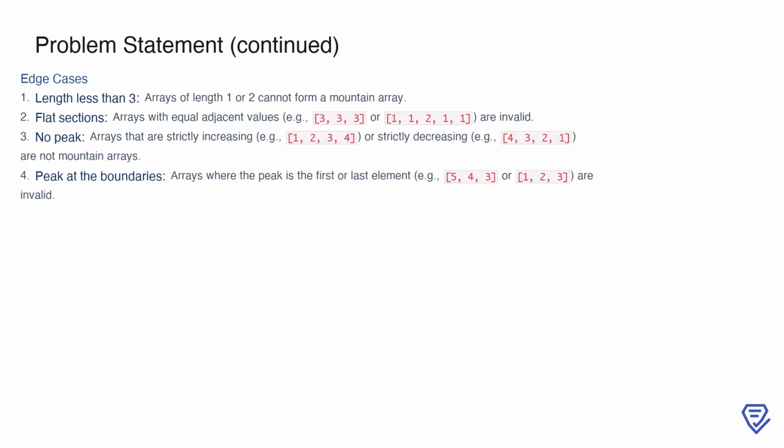Second, arrays with flat sections, such as 3, 3, 3, or 1, 1, 2, 1, 1, are also invalid because the sequences are not strictly monotonic. Third, arrays that only increase, like 1, 2, 3, 4, or only decrease, like 4, 3, 2, 1, fail to form a peak altogether. Finally, arrays where the peak is at the boundaries, such as 5, 4, 3, or 1, 2, 3, are invalid because a valid mountain requires both an uphill and downhill slope with the peak strictly between the two. These scenarios ensure that we carefully verify the given conditions for a mountain array.